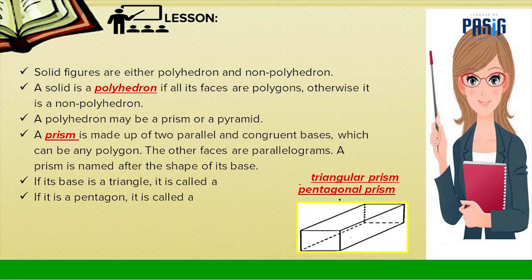A prism is named after the shape of its base. If its base is a triangle, it is called a triangular prism. If it is a pentagon, it is called a pentagonal prism, as shown below.